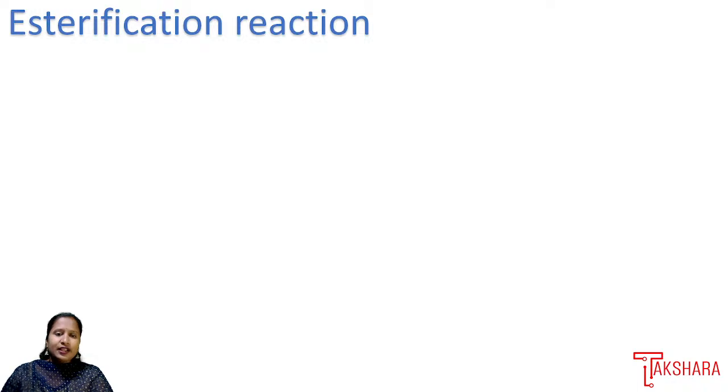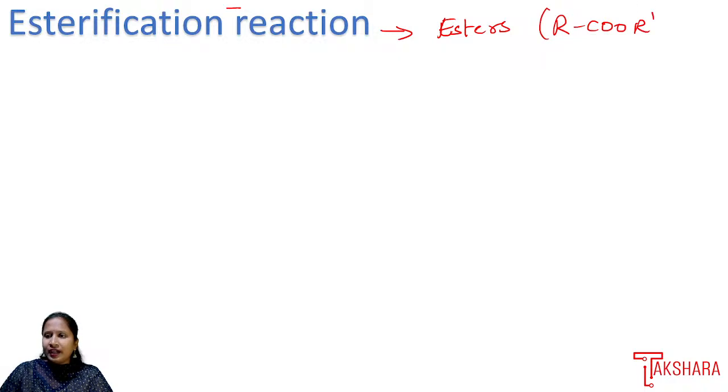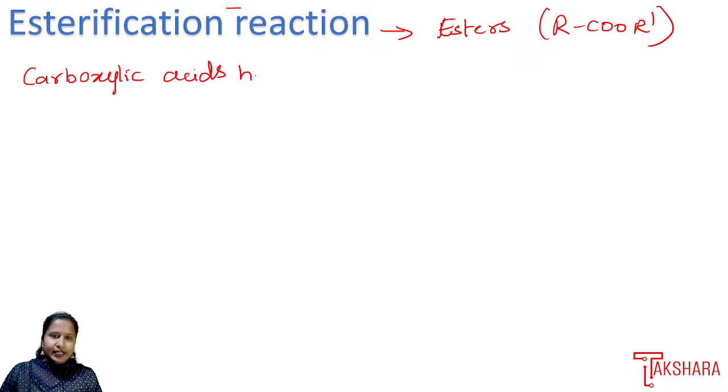The second reaction we have is the esterification reaction. In esterification, as a product esters are formed. Esters have the formula RCOOR dash. Now let us understand the meaning of esterification reaction: it is when carboxylic acids are heated with alcohols.